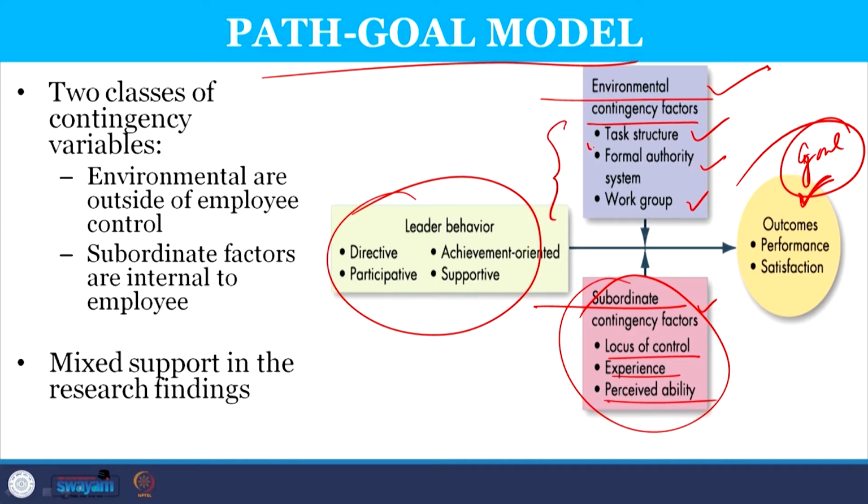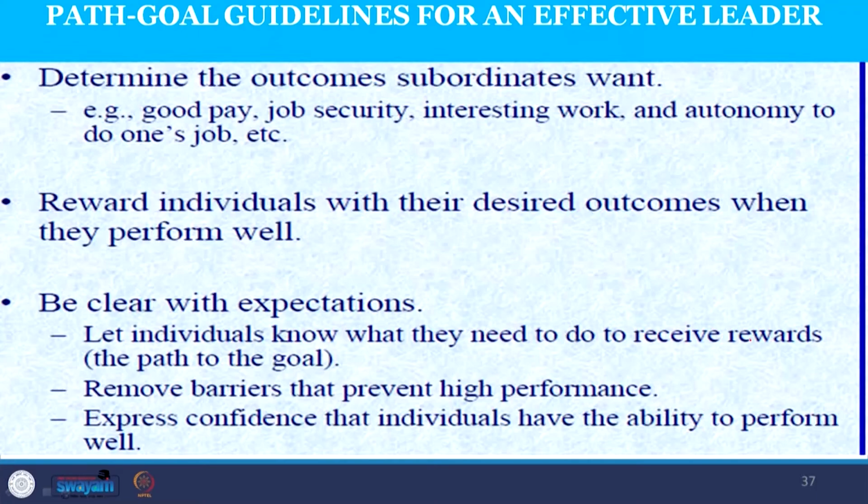What are the environmental variables? Environmental variables are mostly task structure, how the task is organized; formal authority, the reporting relationship and formal structure within the organization; and the nature of the work group. The second are the subordinate related contingency variables: locus of control, experience of the subordinates and perceived ability of the subordinate.